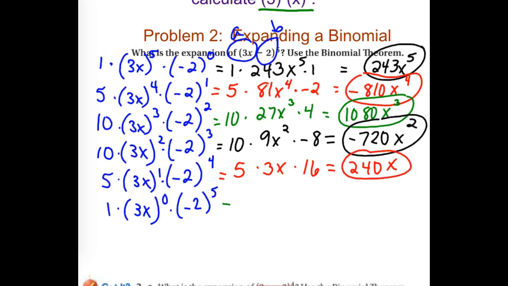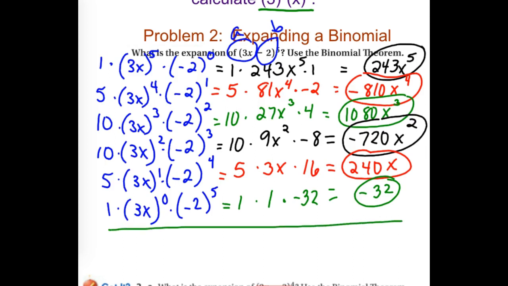And last piece, I have a 1. What's 3x to the 0? Careful, 3x to the 0 is 1, right? Anything to the 0 is 1. Negative 2 to the 5th. Negative 32. All right, so my final answer there is negative 32. So I have all my pieces. Now I just have to write them out in one string. Okay, so final answer.